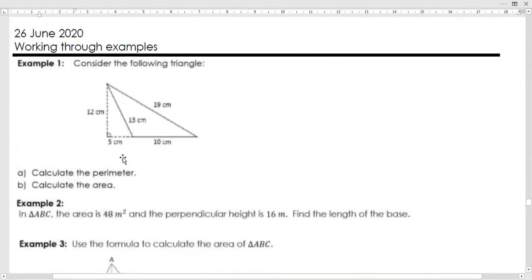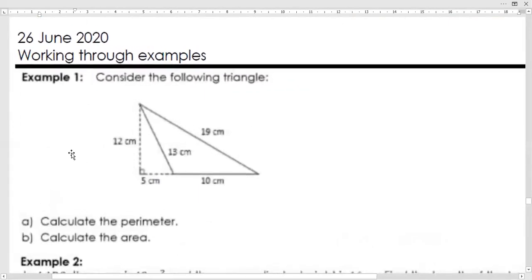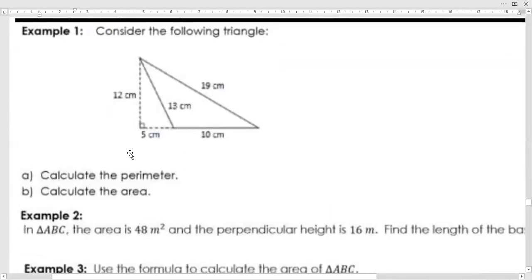Right. So this is in your books. And we are starting with example 1. Consider the following triangles. So write down all these for me, please. Make sure that you have it in your books, and then we will write down the answers afterwards.